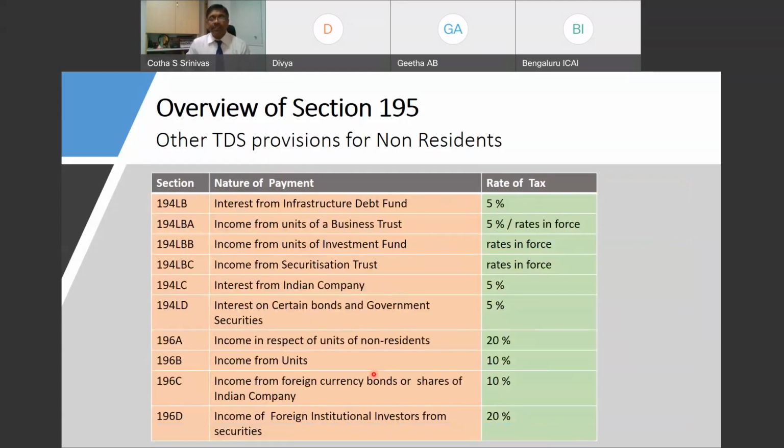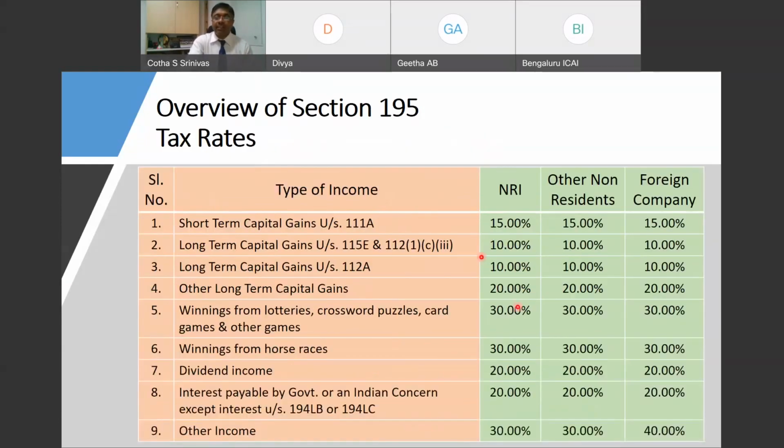Then I said these are some of the sections, other sections where you can come across non-resident payments. I've just given the sections, the nature of payment and the rate of tax. So nothing much to explain here. It's only information. When I share the presentation, you can go through this. Then this also shows how to calculate the rates. I've just taken from the Finance Act and some of the sections in the Income Tax Act.